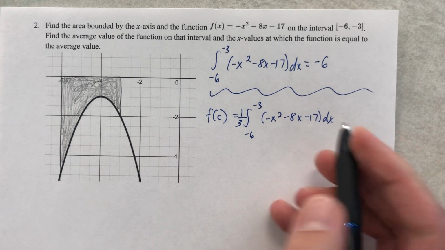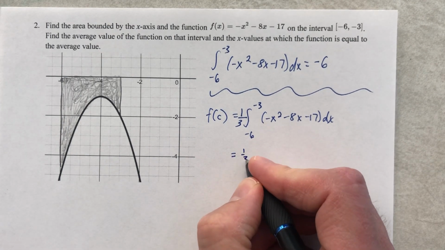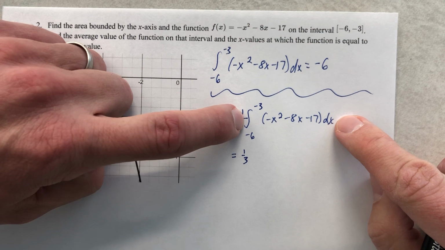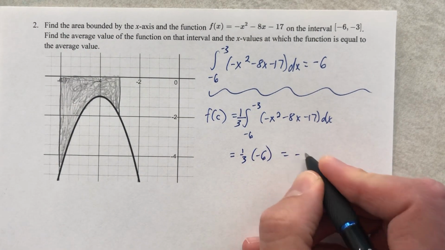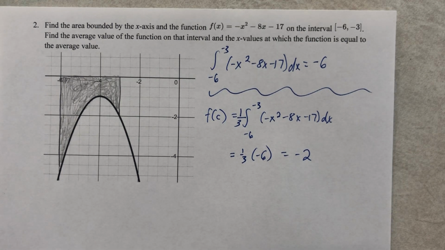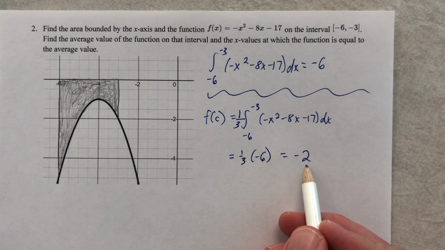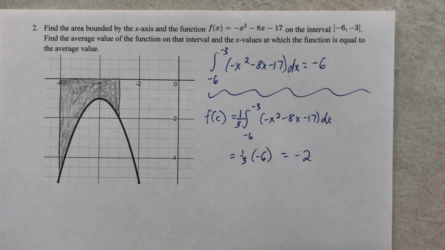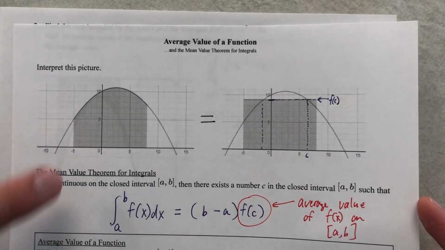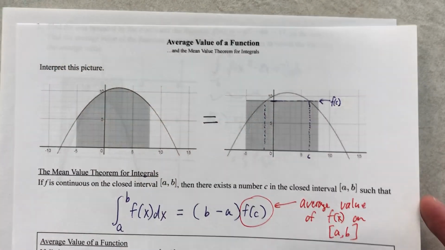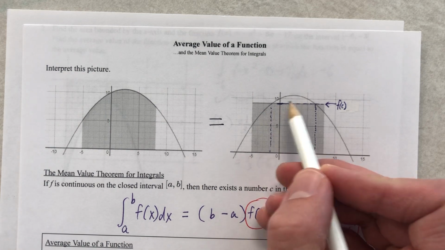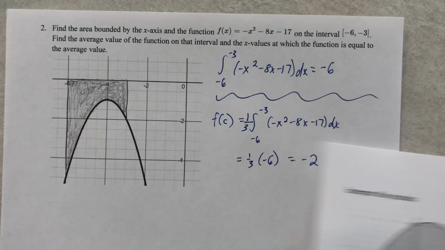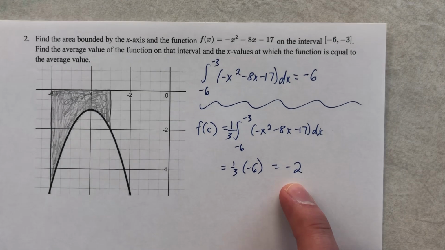So all this stuff, let's not waste our time. 1/3 times all this. We just found this. It's -6. So -2. Let's put it in context. -2 is the average value, back to the very beginning. Remember this? This area equals this area. So where do I draw this horizontal line to have just as much undercounted as I do overcounted? And that line would be drawn at -2.